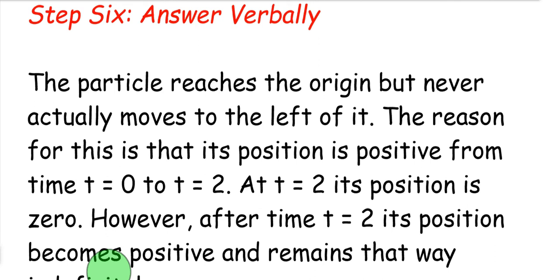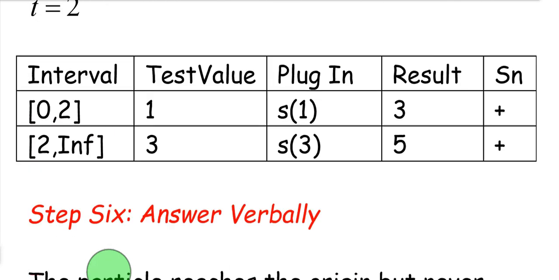What we really need to learn from this is just because it has an intercept doesn't mean the sign is going to change, doesn't mean its position is going to change from right of the origin to left of the origin or vice versa. You must do a chart to verify that.